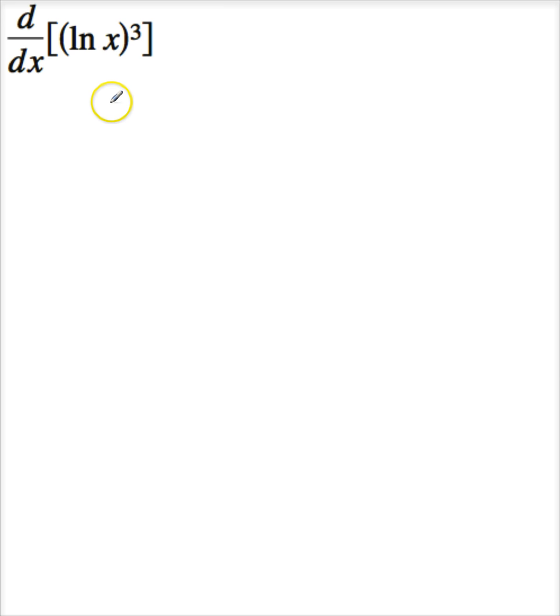What about this function right here? Note, it is the entire log function that is cubed. So I can't use any of the tricks. So I'm going to use the generalized power rule. This is 3 times the natural log of x raised to the second power times the derivative with respect to x of the natural log of x.